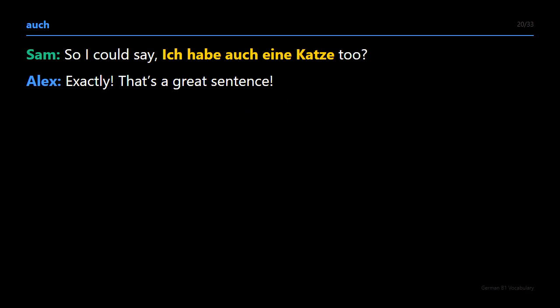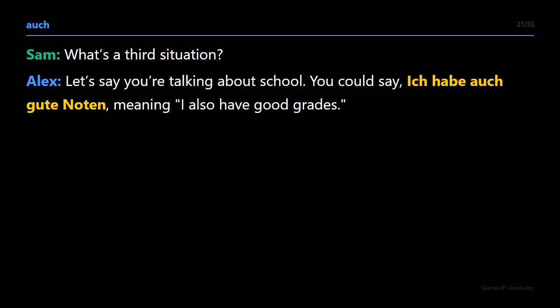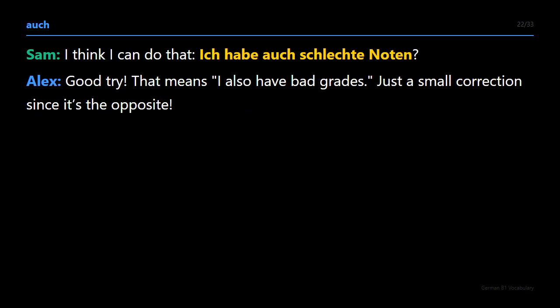What's a third situation? Let's say you're talking about school. You could say, Ich habe auch gute Noten, meaning I also have good grades. I think I can do that. Ich habe auch schlechte Noten. Good try. That means I also have bad grades. Just a small correction since it's the opposite.